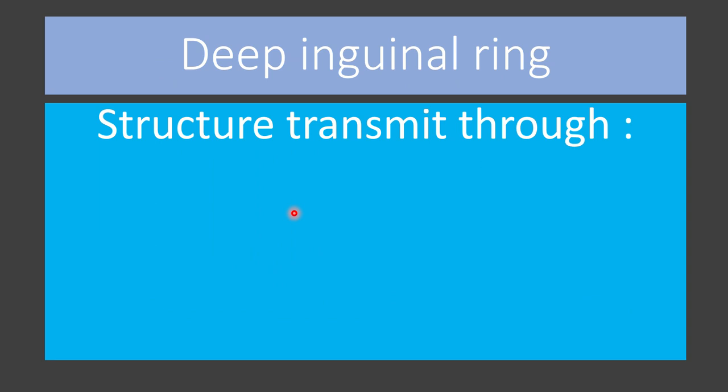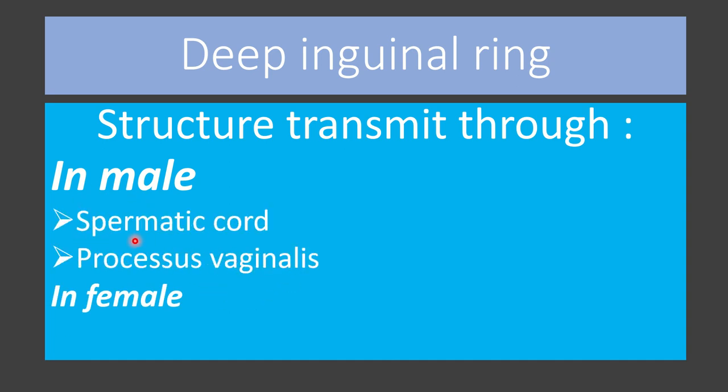Now, the structures transmitted through the deep inguinal ring are somewhat different in males and females. In males, it is the spermatic cord and processus vaginalis. The spermatic cord and also the processus vaginalis transmit through this deep inguinal ring. And in females, the round ligament passes through the deep inguinal ring.